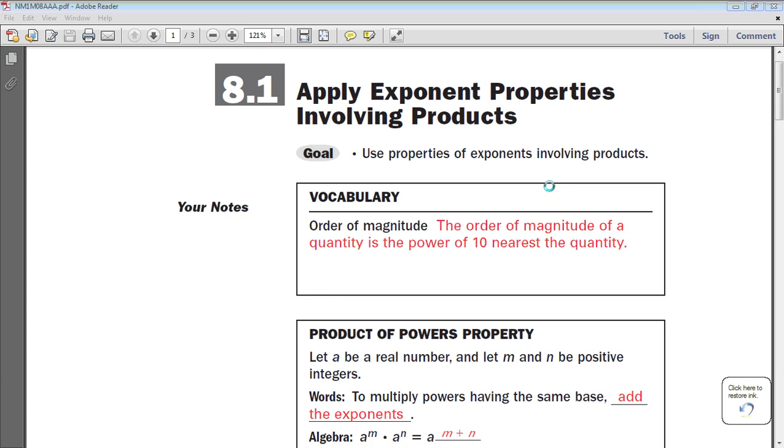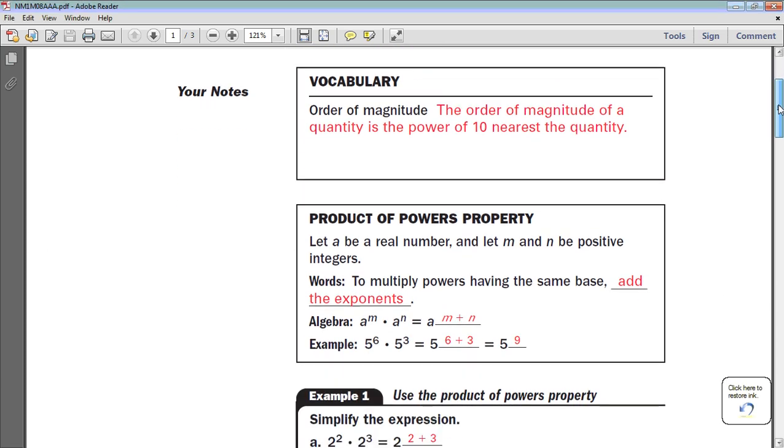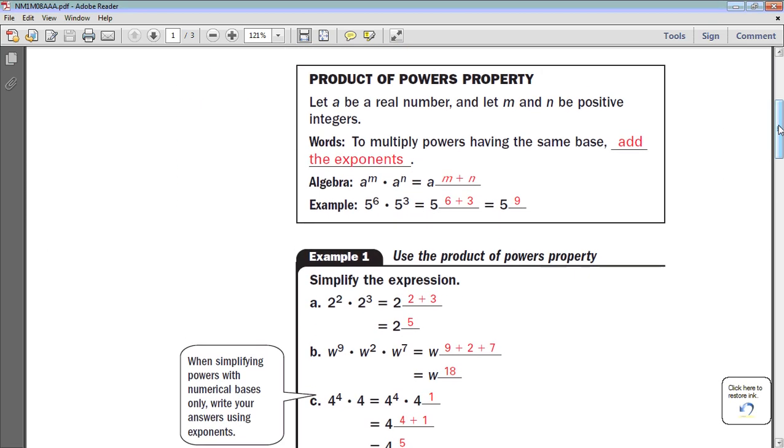We'll just take a picture of it. Product of powers property. Now, I'm not so worried that you know what the property is called as what the property does. If A is a real number and M and N are positive integers.